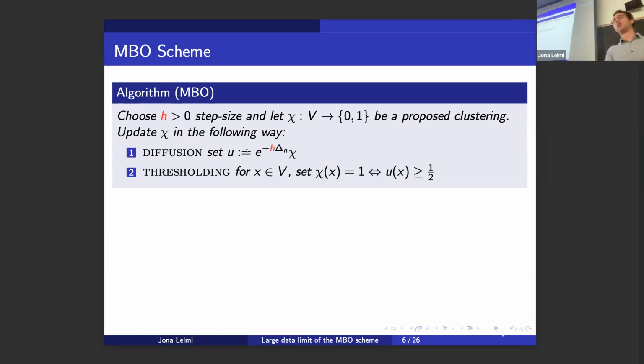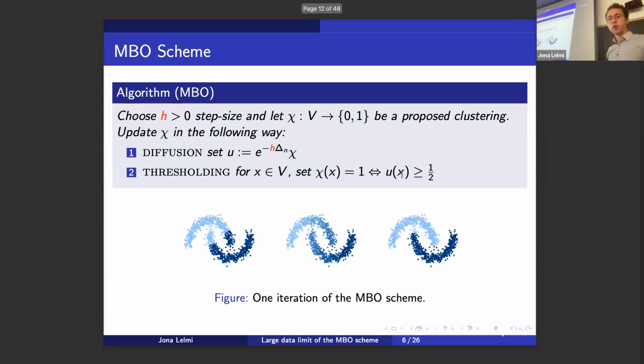Okay, so here actually you are solving the heat equation on the graph at time h with initial value given by chi. And then in the second step, you consider each point in the vertex set, and you set the new update chi of x to be equal to 1 whenever x is in the super level set of the value 1/2 for this function that you just defined. Okay. So let's see one iteration.